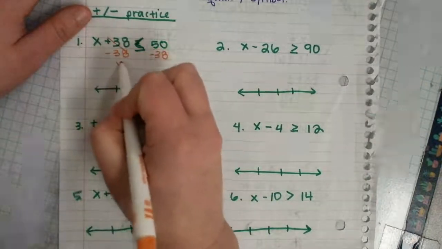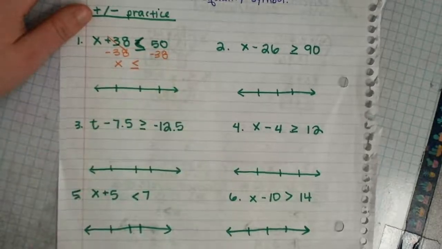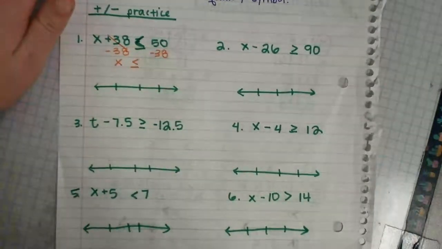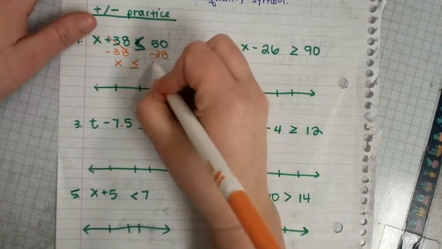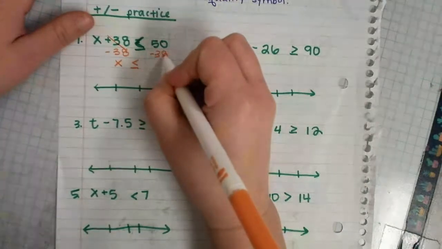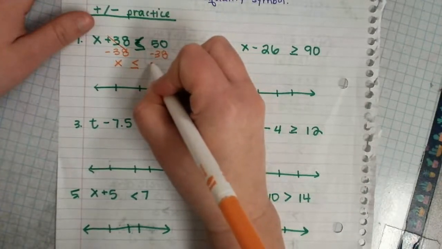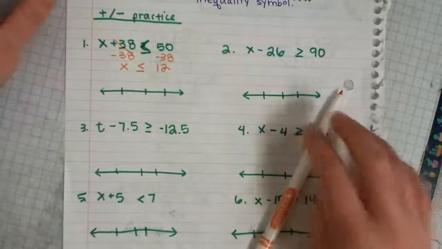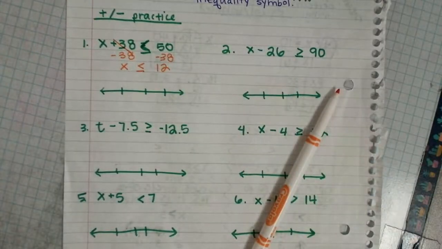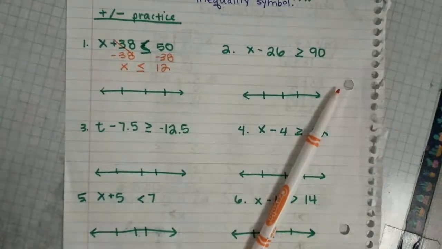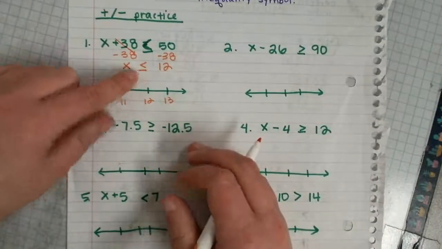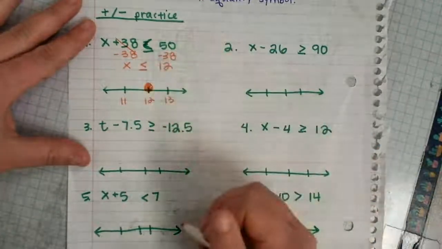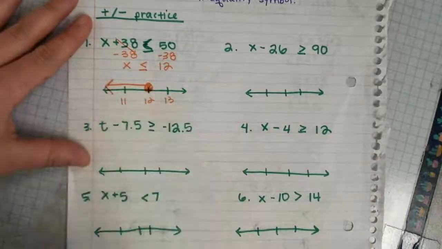This gives 0, so x is less than or equal to 50 minus 38, which would be 22? Is that right? 2 makes 40. So no, 12. I'm bad at math. So x is less than or equal to 12. So let's do 11, 12, 13. It's less than or equal to, so I'm going to include 12 as a possible solution, and it's less than.